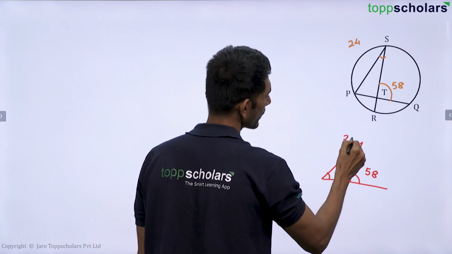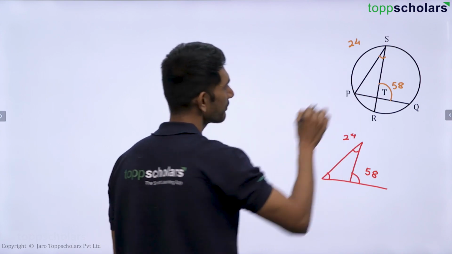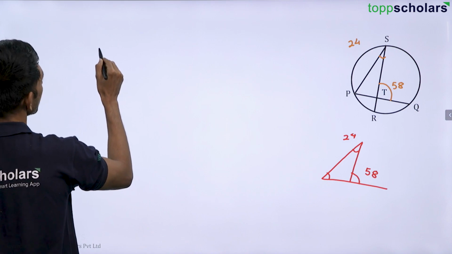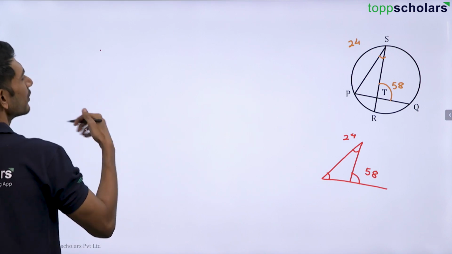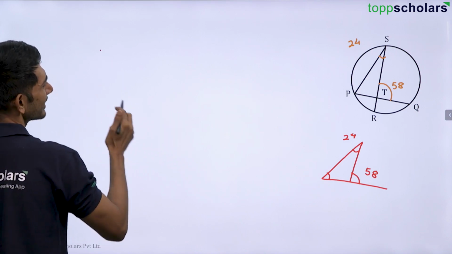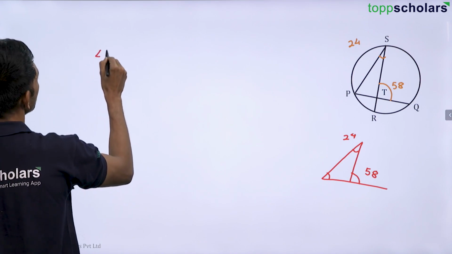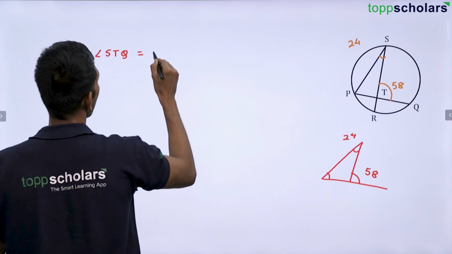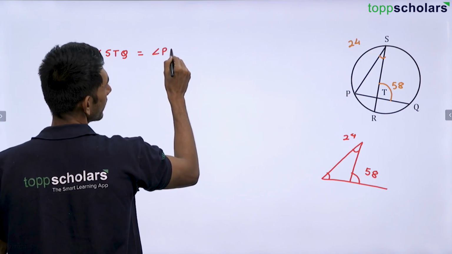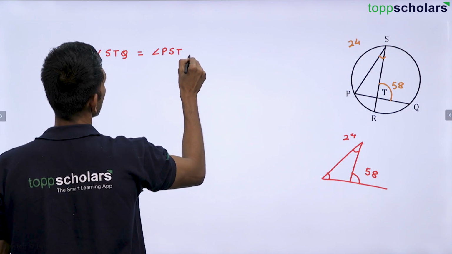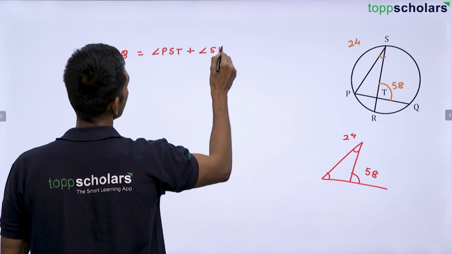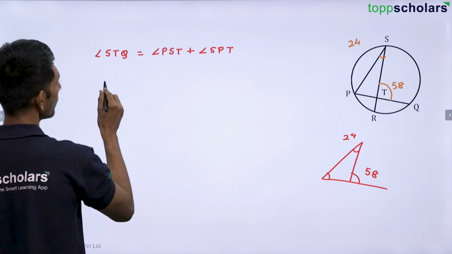So if I have this as 24, can I find out SPT? Yes, I can do that. Can I say here, by remote interior angles theorem or exterior angles theorem, that's your choice, that angle STQ is equal to angle PST plus angle SPT. So this is 58.